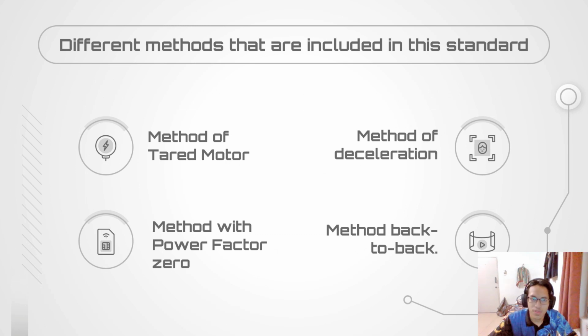I found 5 different methods that are included in the standard, but for this slide, I will use 4 only. The first is the method of direct motor. Second, the method of deceleration. Third, the method with power factor 0, and the last one is the back-to-back method.